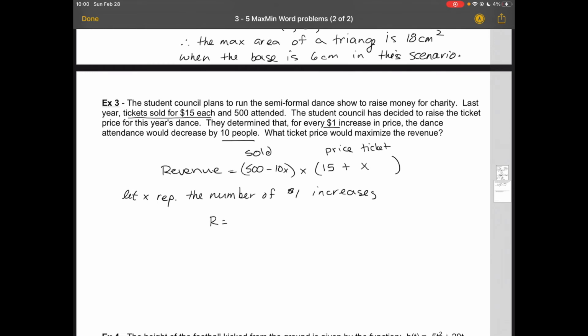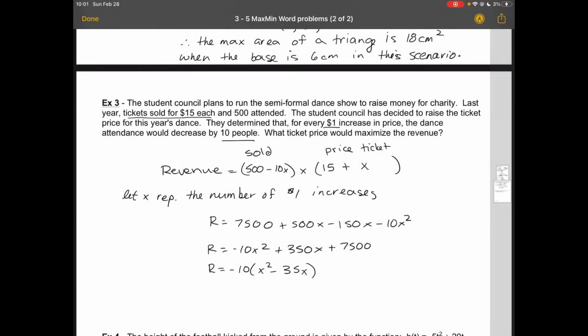The next thing that I'm going to do is I'm going to expand and put my equation into standard form. So let's see, I've got 500x minus 150x, and then minus 10x squared. So let's just turn that around. So my x squared is at the front, plus 350x plus 7,500. So even though the numbers are a little bit larger, my approach is still the same.